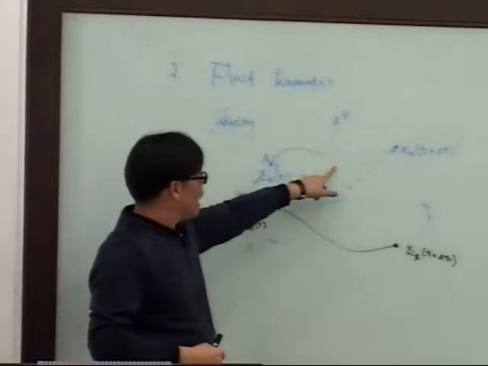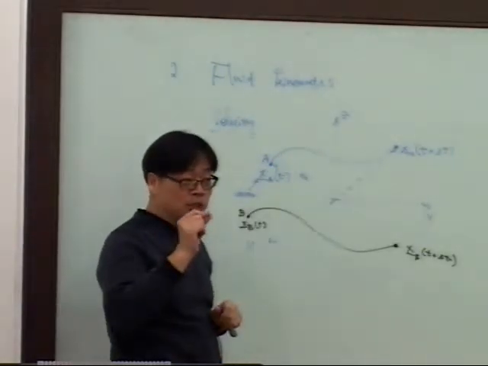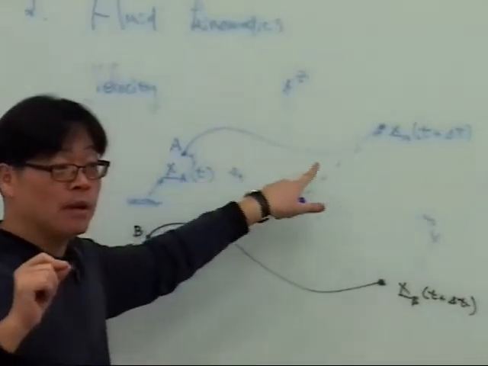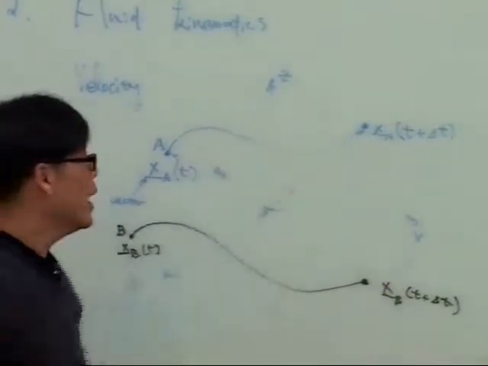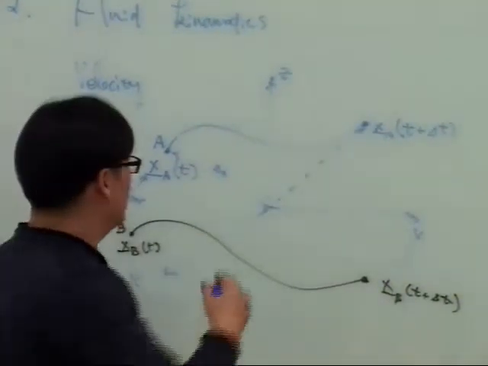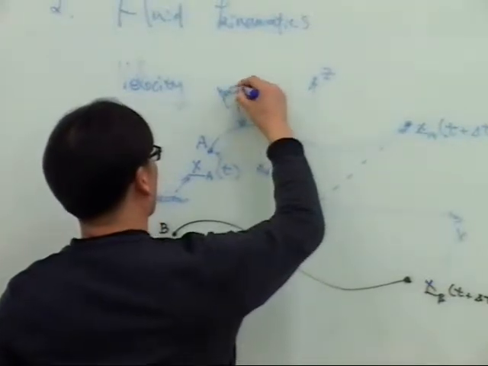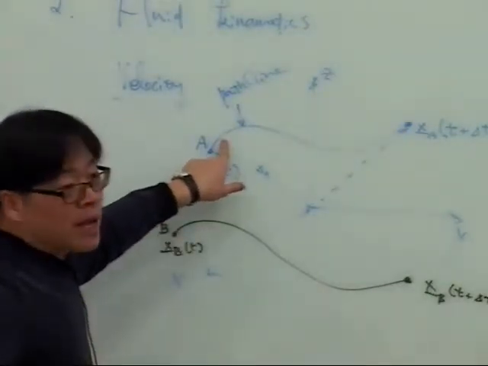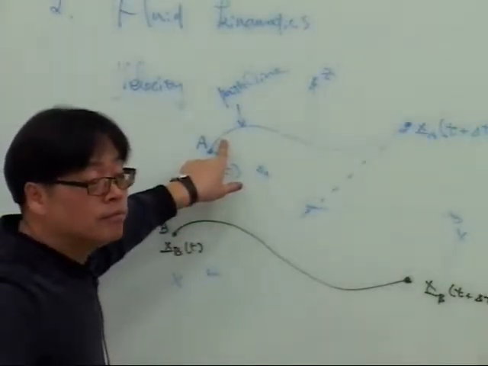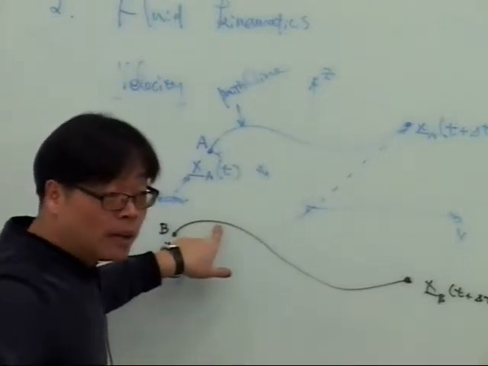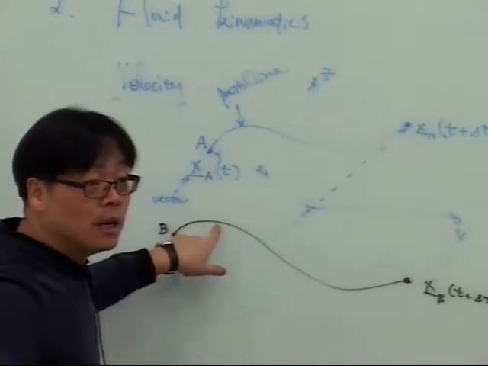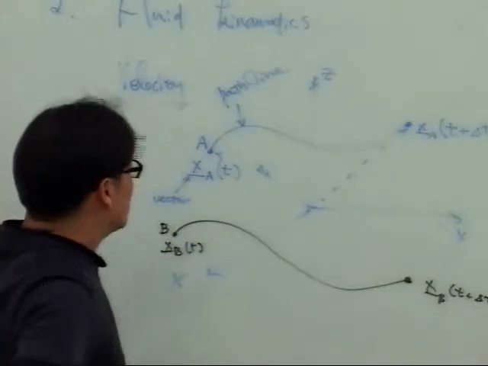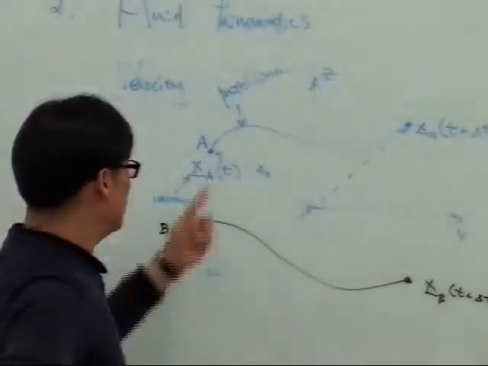And this solid line represents the position of fluid particle A at different times. Okay, so this particle is continuously moving, and this solid line is called a path line. So I say this is the path line of fluid particle A. This black line is the path line of fluid particle B. So this line represents the real trajectory of each fluid particle.